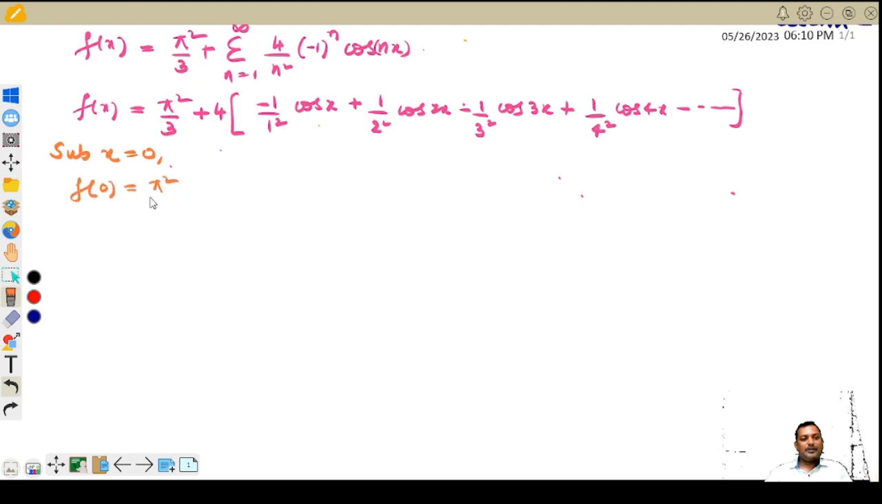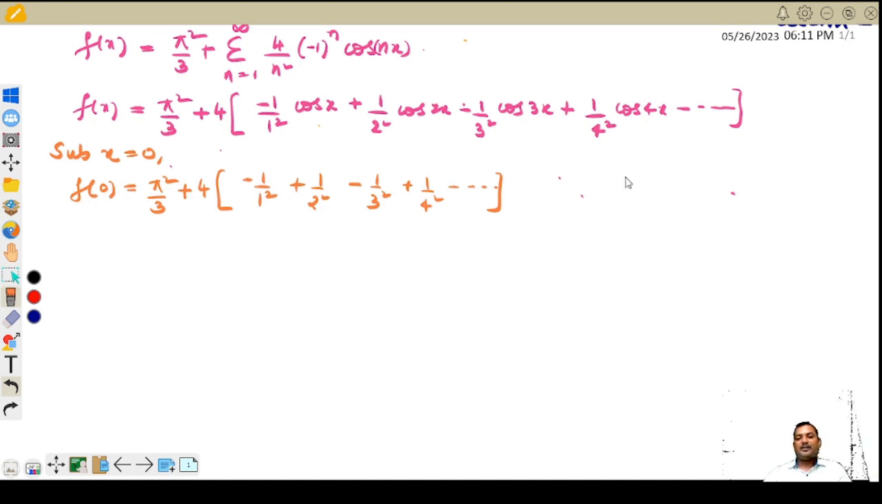So this is pi square divided by 3 plus 4 times of it. Cos 0 is 1. Again cos 0 is 1. Cos 3 into 0 is 1. Cos 4 into 0 is 1. So you will get minus 1 by 1 square plus 1 by 2 square minus 1 by 3 square plus 1 by 4 square minus so on.